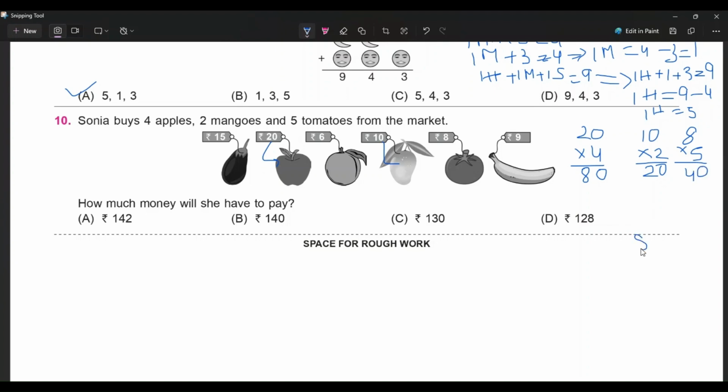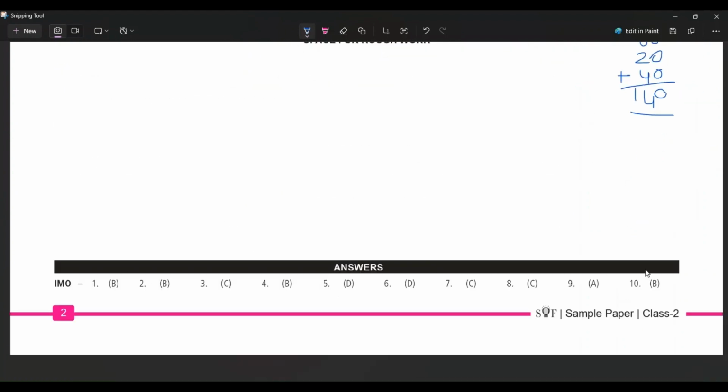So let's add 80 plus 20 plus 40. 0 plus 0, 0, 0 plus 0, 0. 8 plus 2 is 10, 10 plus 4 is 14. So 140 is our answer. So option A, rupees 142 wrong. Option B, rupees 140 is the correct answer. So this is the key given. So you can check with the answers as well.